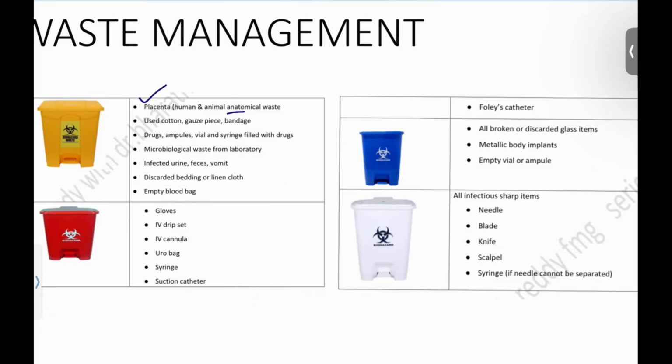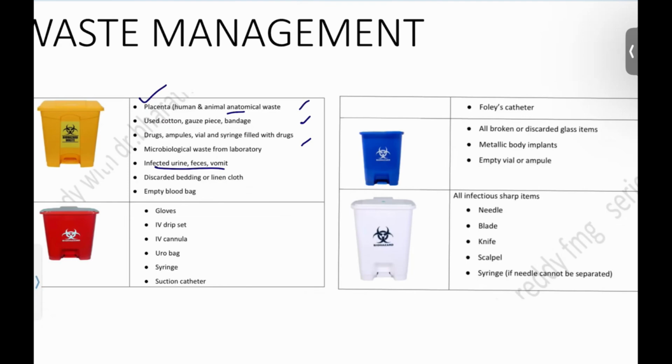discarded in the yellow. Microbiological waste, your petri dishes and all the cultures will also be discarded in the yellow bin. And infected urine, feces, vomits, this is also discarded in the yellow bin. And bleeding, discarded bedding, lining cloth, empty blood bag, this is also discarded in the yellow bin. Okay, remember this table. Next, coming to the red one.